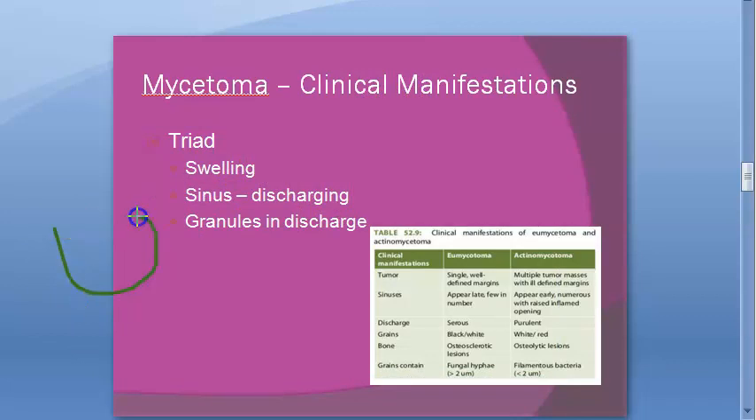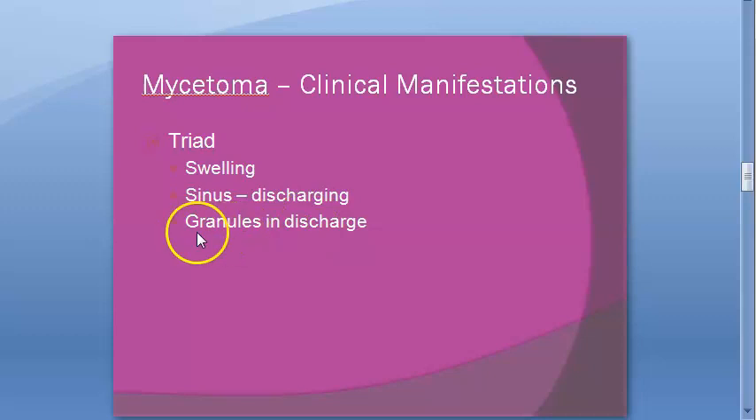Basically there's going to be a swelling. From the swelling, there's a sinus which is going to discharge. And what are the discharges going to be? The discharge is going to have some granules. If it is caused because of fungus, there will be fungal hyphae. If it is because of bacteria, there will be filamentous bacteria in it. So write all those differences.